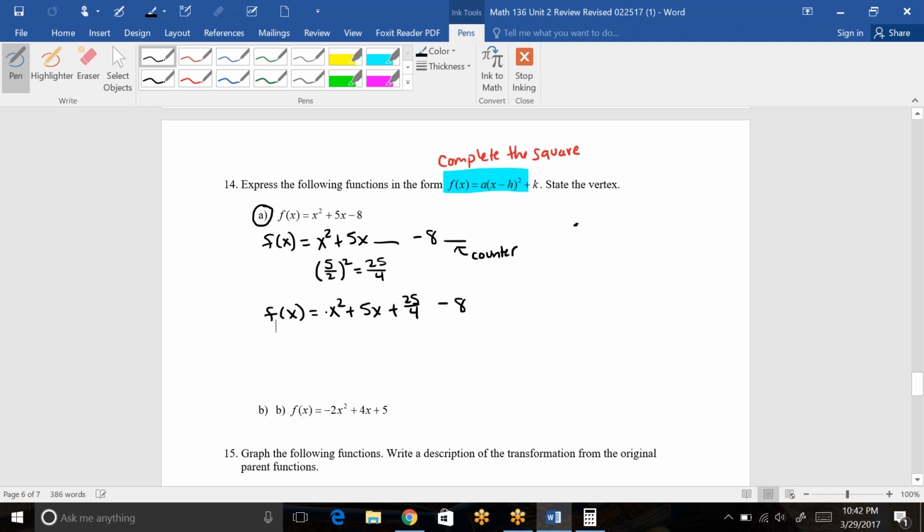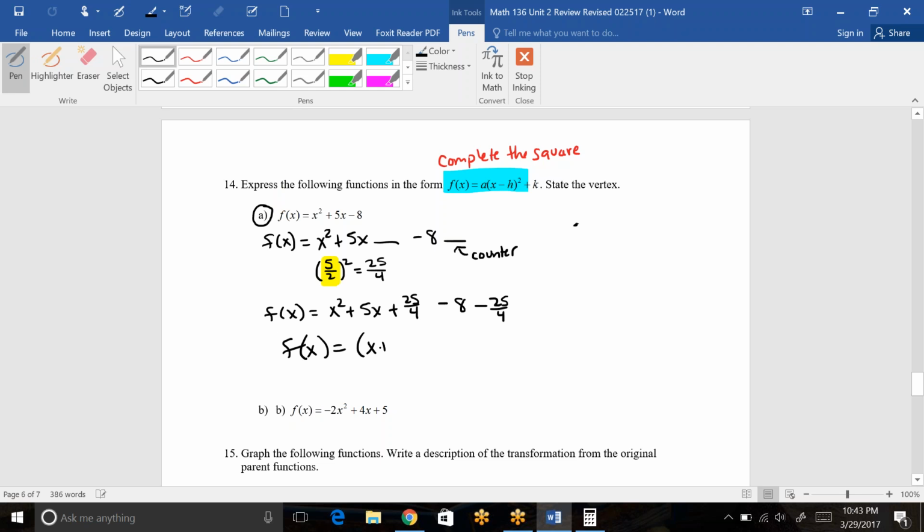And since there was no part out front, we really did add a 25 over 4. So the opposite of that would be to subtract a 25 over 4. What should happen right here is if you were to add the pieces together or work it all back out, it should go back to the original problem. The reason we do this is so that it'll factor into this x minus h part.